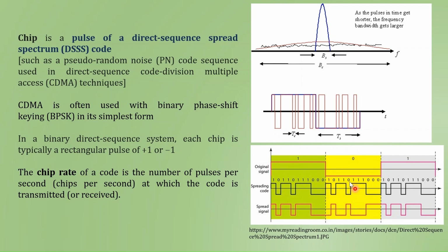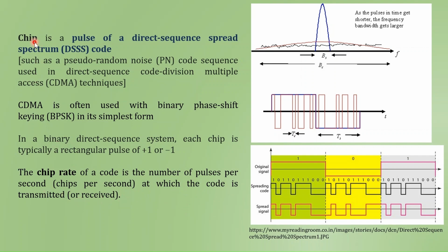So in this spreading code, the chip is the rectangular pulse. It can be either +1 or -1. As it is mentioned here, in a binary direct sequence system, each chip is typically a rectangular pulse. It can be either +1 or -1. And the chip rate of a code is the number of pulses per second, that is the chips per second at which the code is transmitted or received.